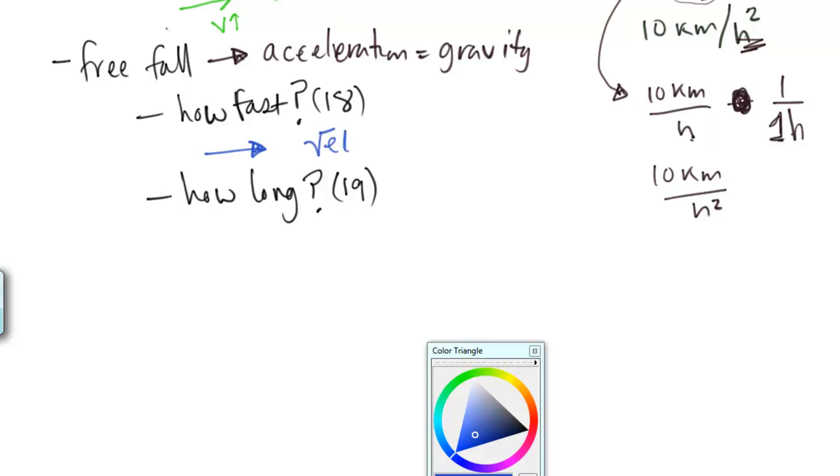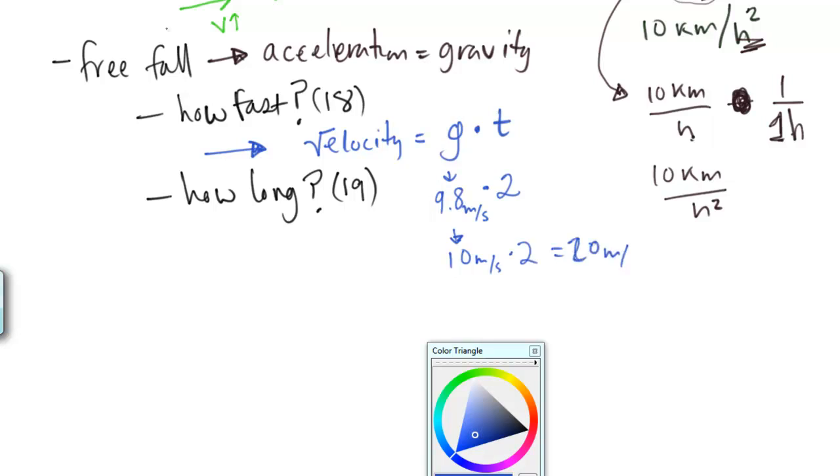That's just velocity equals the gravity times the time that you are looking at. They're going to ask you, how fast is an object going at time 2? Well, then it's just going to be 2 times gravity, which is usually 9.8 meters per second squared, or sometimes they round it to 10 meters per second squared. So that's just going to be 20 meters per second. So that's more or less how they would ask you a question about how fast something is going in a free fall.